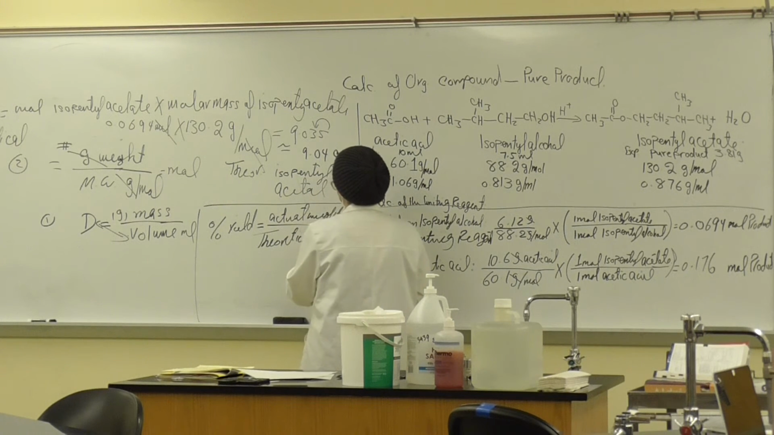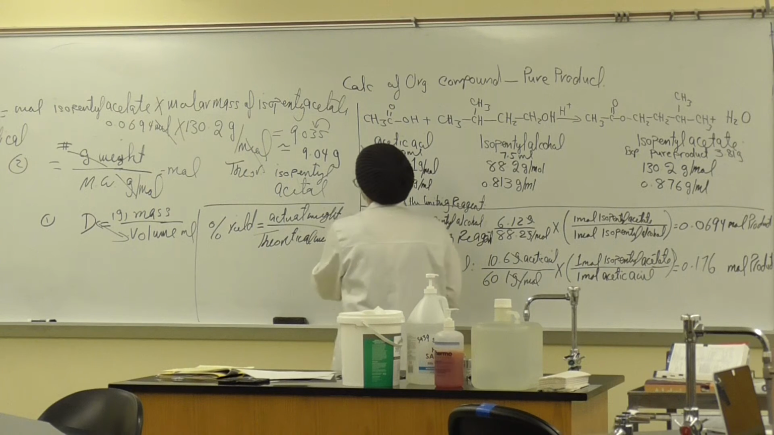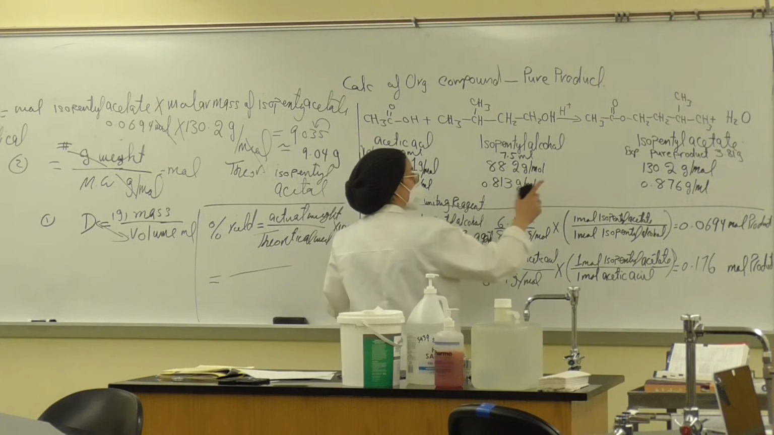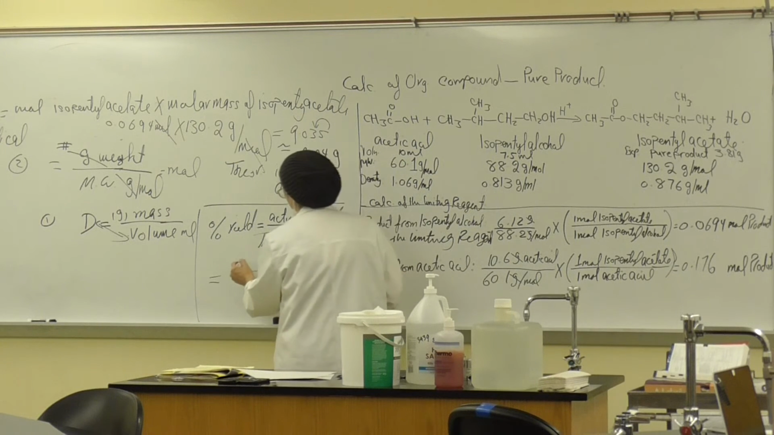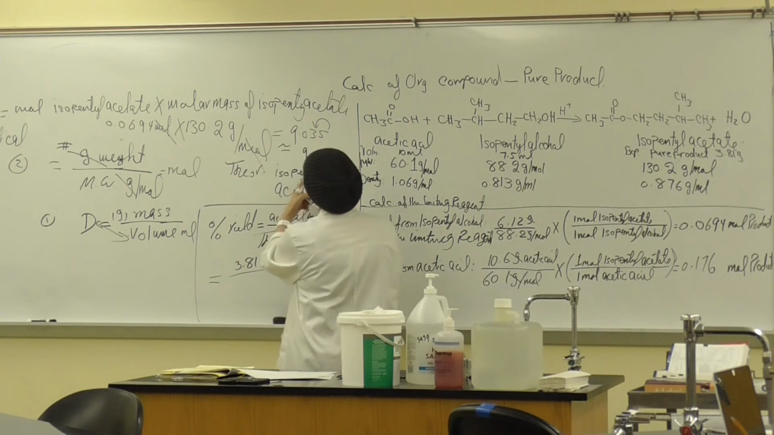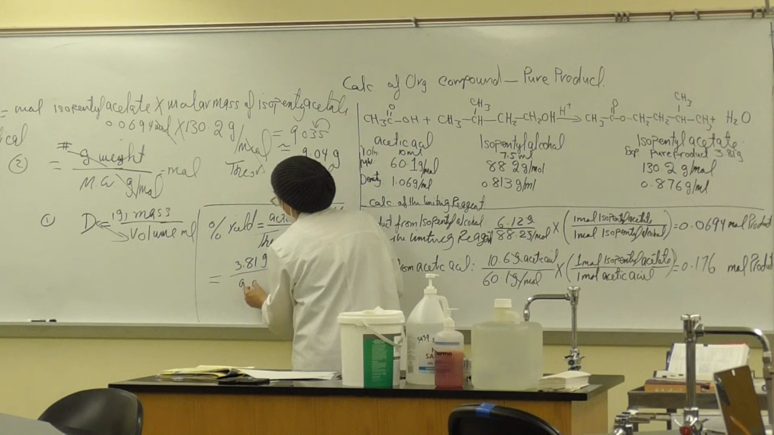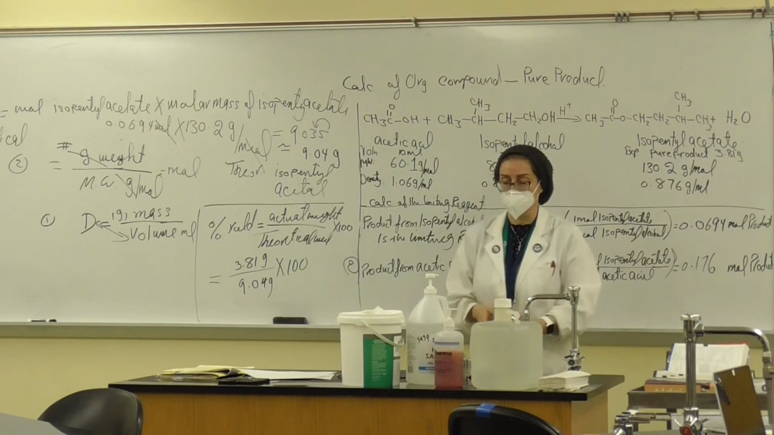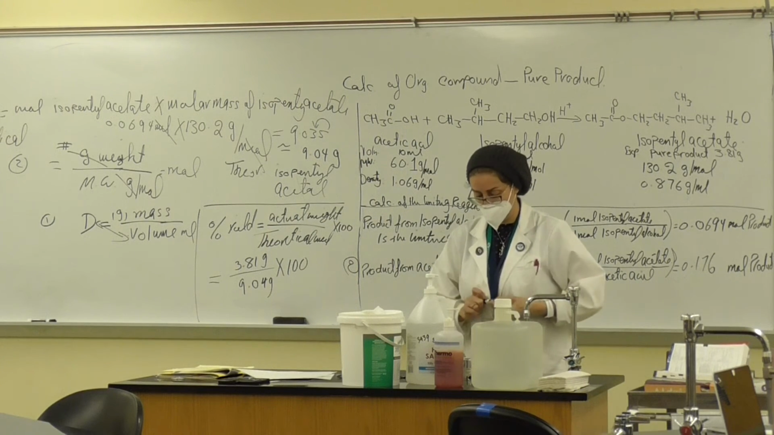And then you multiply it by 100. So this is what we're going to do. We have 3.81 divided by 9.04 gram, and then multiply by 100. That should give you the percentage. Okay?